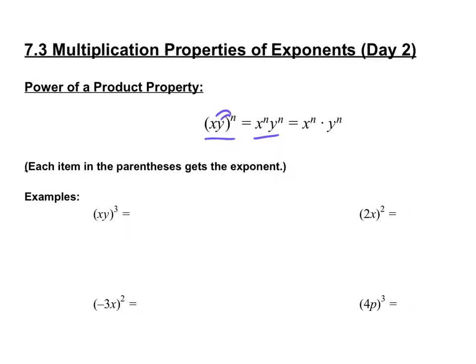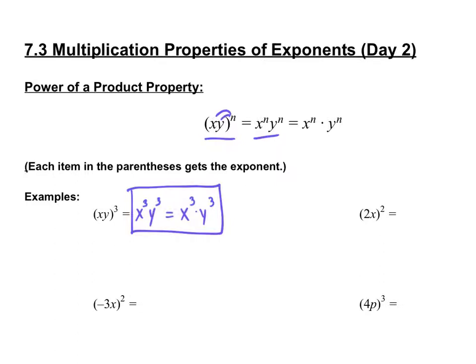All right, so on this first example, I have xy raised to the third power. So that means x gets the exponent of 3, and y gets the exponent of 3. All right, so this is technically already saying x cubed times y cubed. All right, so either of these answers would work. When we put our variables next to each other without a symbol, we assume it's multiplication.